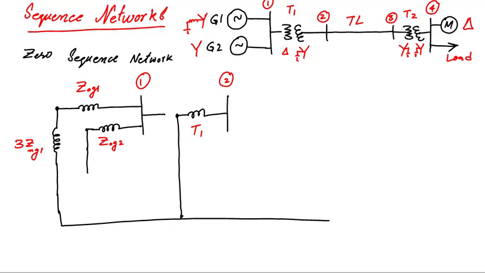Now come to the transmission line. The transmission line zero sequence will be a series impedance, although this value will be 3 times the positive sequence and negative sequence value, but it will be a simple series impedance.